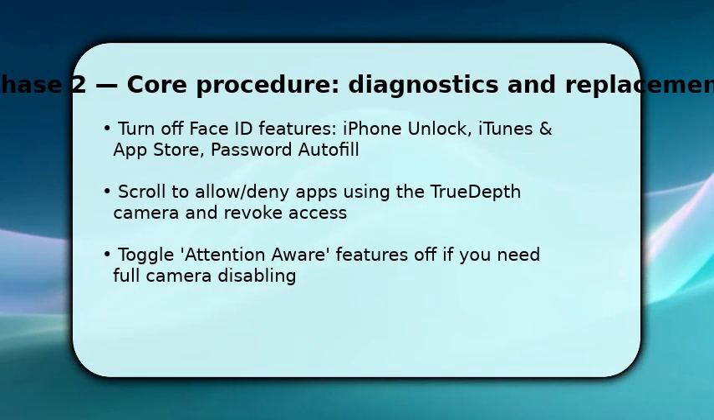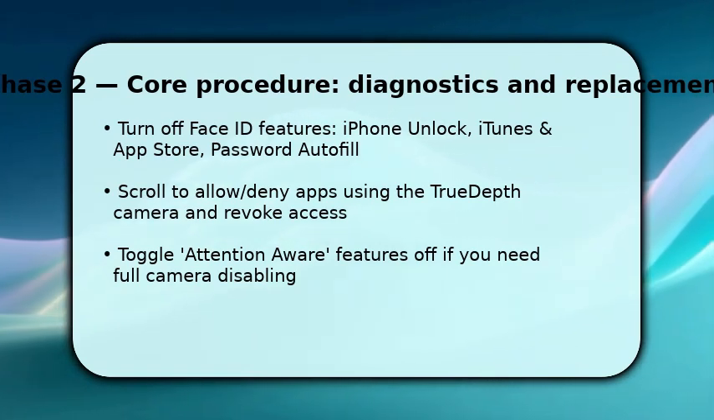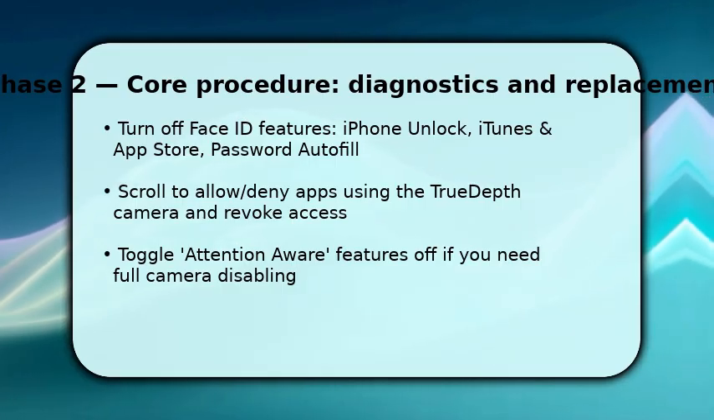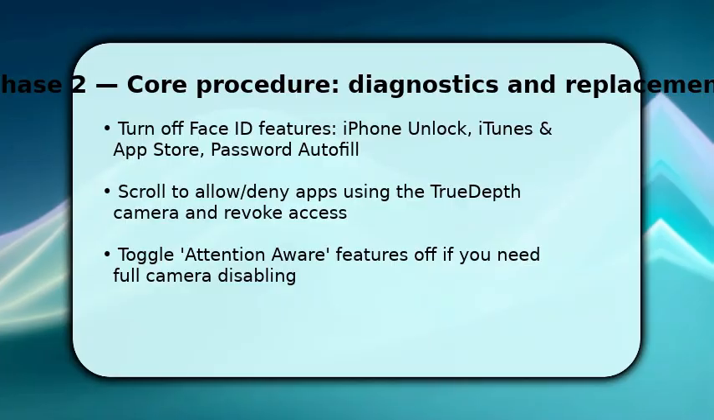You now disable the TrueDepth functions. First, toggle off Face ID uses like iPhone Unlock and App Store. This stops biometric authentication and prevents the camera from being used for identity tasks.